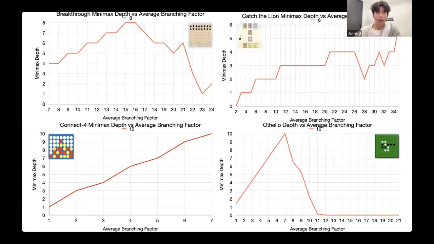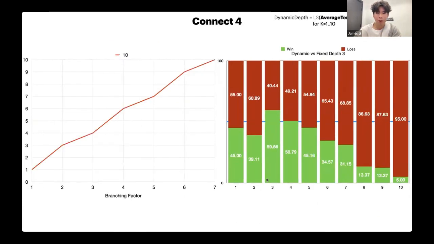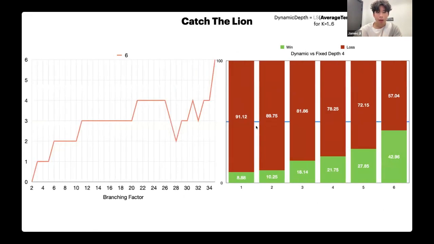For branching factor, these are the dynamic depth models. So for Breakthrough, not that many good results. For Connect 4, we achieve very strong results when k equals 3. And I think it's because, as you can see on the left, branching factor has a very strong correlation to, I guess, how decisive the game is in Connect 4, which explains why we achieve such strong results. For Catch the Lion, again, there's a lot of noise.